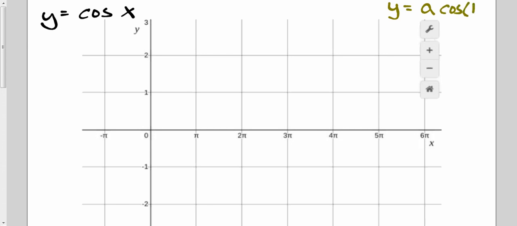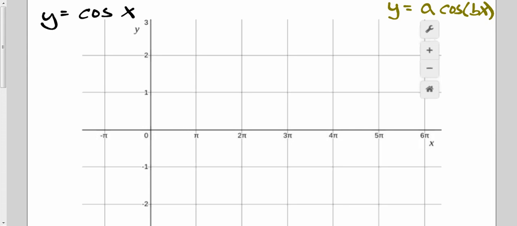cosine of bx. So remember, a told us our amplitude, and b told us the number of times that the cosine function, or this function, repeated itself between 0 and 2 pi. Okay? So let's do cosine of x first.